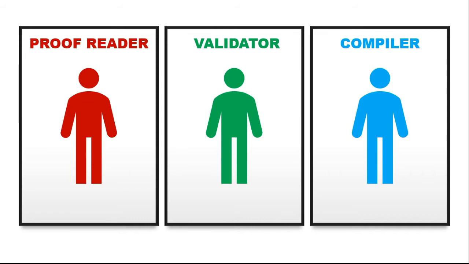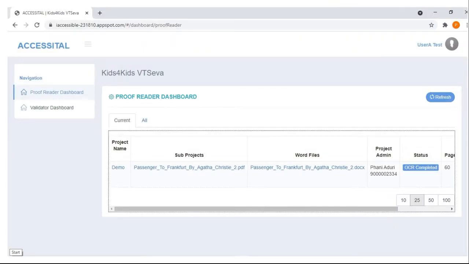Upon logging into the Accessitel Portal, based on the roles assigned, the user will see different dashboard links in the navigation pane on the left side of the screen. For example, if the user is assigned the role of Only Proofreader, the user will see Only Proofreader dashboard in the navigation pane. If the user is assigned the roles of Proofreader and Validator, the user will see one dashboard for each of the roles in the navigation pane.